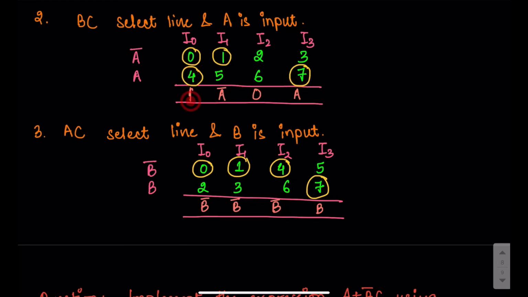Now look at each and every column. If both the numbers are circled, make it 1. If any one of them is circled, then write down the variable which is in front of it, that is A bar. If none is circled, your answer is 0. Similarly, if we would have used B as the input and A and C as the select lines, then the counting would have been 0, 1, 2, 3, then 4, 5, 6 and 7. Again, circle the numbers and write down the corresponding answers. In this way, you can implement any Boolean expression given to you using the multiplexer.